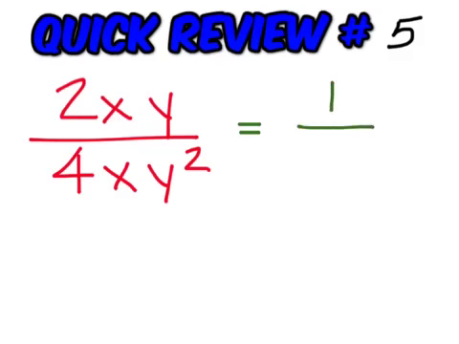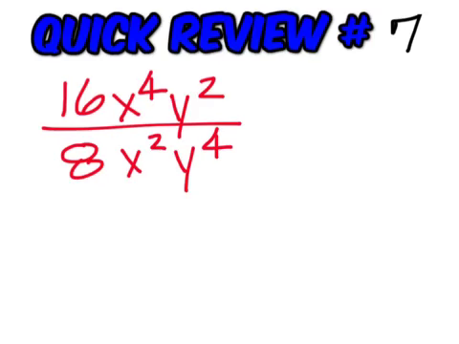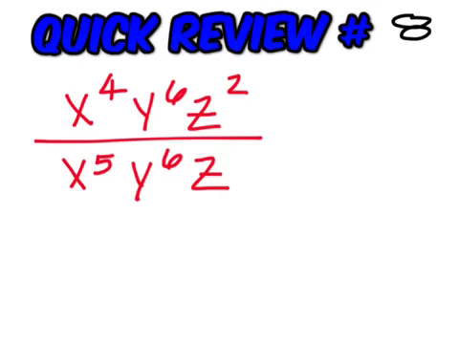1 over 2y. 1 over 2x cubed. Squared. Squared, I think cubed. 2x squared over y. Oh no, y squared, yeah. What's this one? z squared over x. Not z squared, just z. Yeah, z over x.